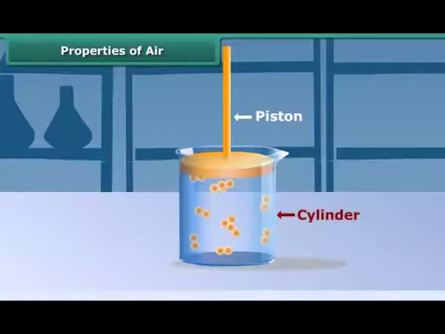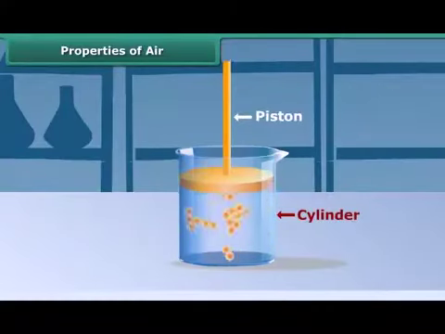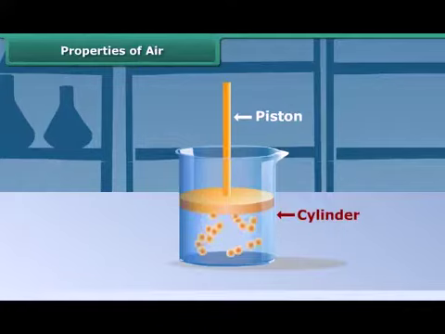Take a cylinder fitted with a piston. Press the piston inward. You can compress the air inside the cylinder, so air can be compressed.